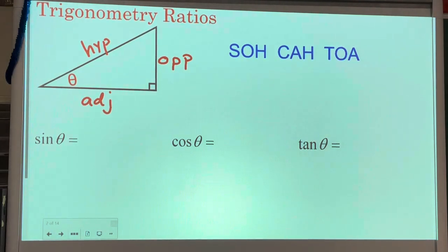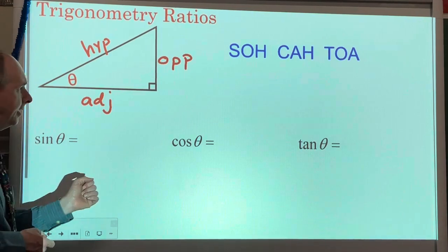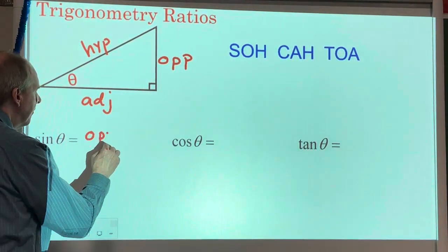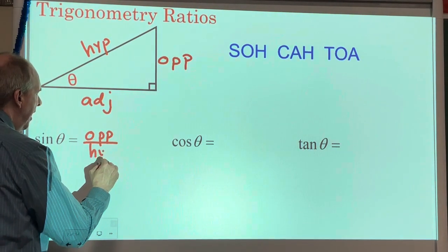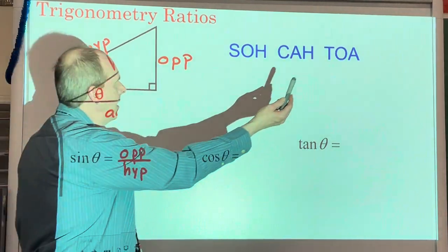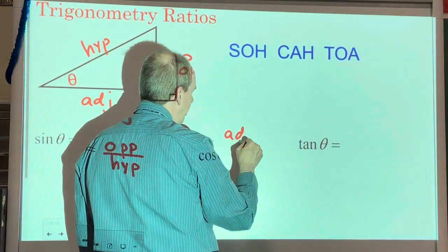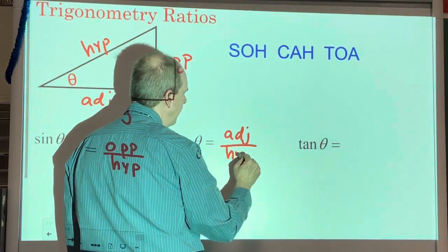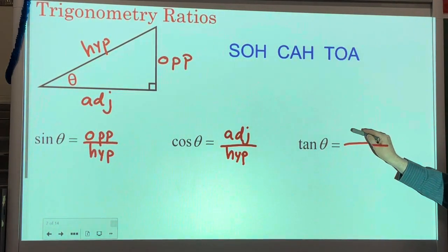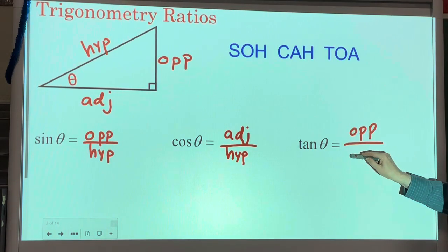SOHCAHTOA tells us what ratio to use when we're trying to solve a trig problem. SOH: sine is opposite over hypotenuse. CAH: cosine is adjacent over hypotenuse. TOA: tangent is opposite over adjacent. O is for opposite, A is for adjacent.